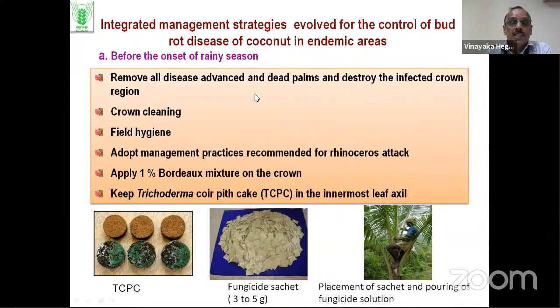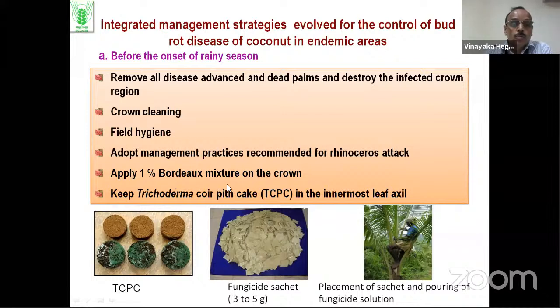Remove all the diseased and dead palms, because these act as a source of inoculum. Then crown cleaning. Crown cleaning means removing all the dried-up spathes and other material, which may harbor the inoculum and cause inoculum load in the subsequent season. So adopt field hygiene and crown cleaning, as well as the recommended management practices against rhinoceros beetle attack. As we all know how the rhinoceros beetle damages, that injury makes palms more prone to Phytophthora infection.